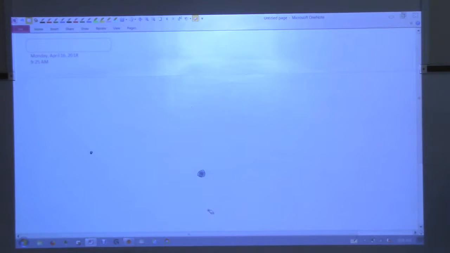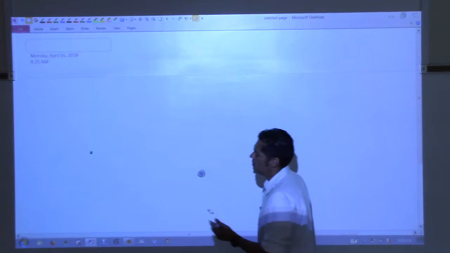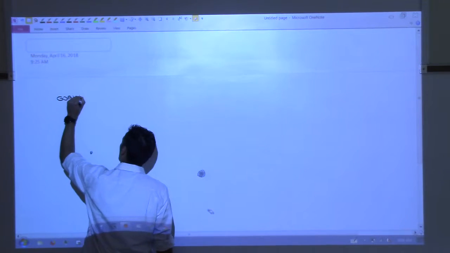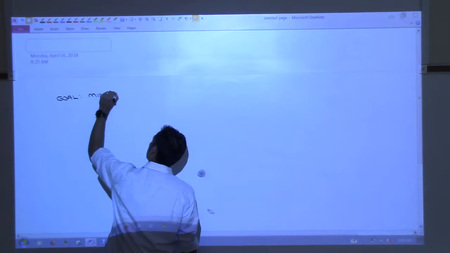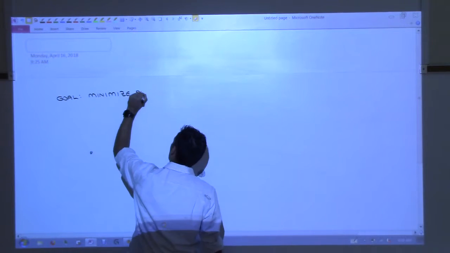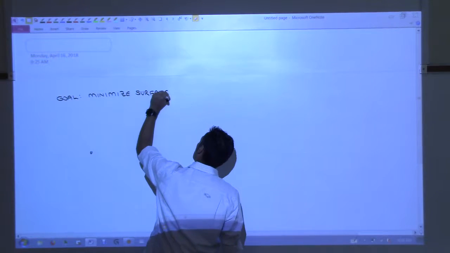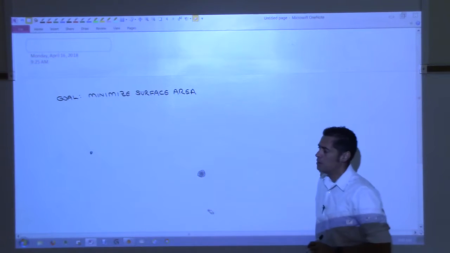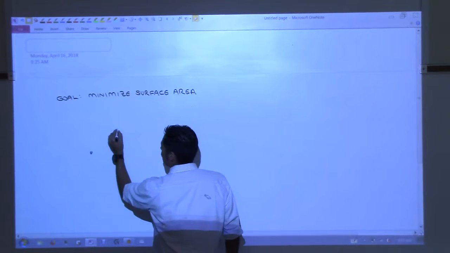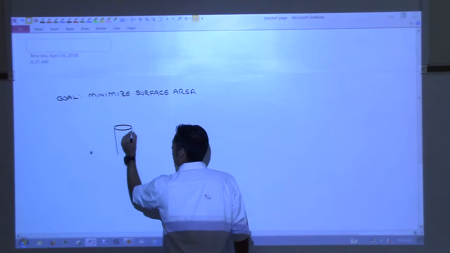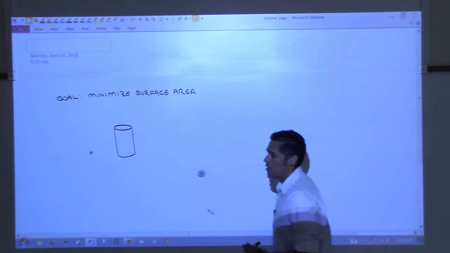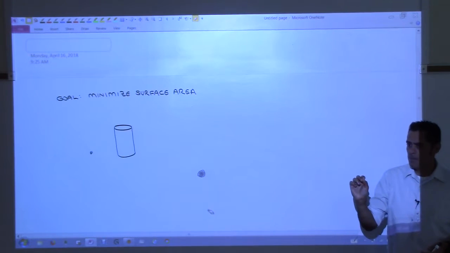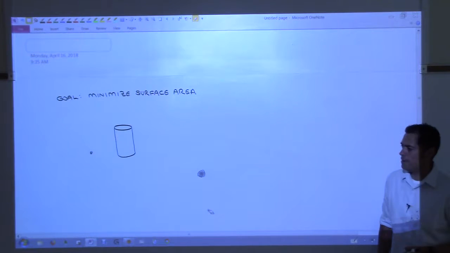All right. So we're going to start this off by just writing down what we want to do. Our goal here is to minimize the surface area of this can, right? And then let's draw a picture. We have our can, and we get to adjust the shape of that. The main thing is it has to hold 1 liter, 1,000 cubic centimeters, right?